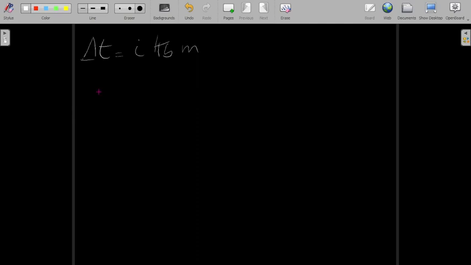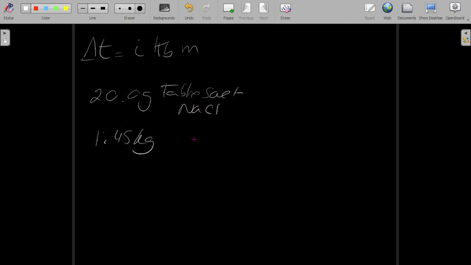20 grams of table salt. That's your solute. Table salt. What else do you have? You have the formula, NaCl. And 1.45 kilograms of water. That's your solvent. Brings the water to a boil. Great. What is the temperature of this boiling solution? And they give you the Kb for water. The constant of boiling for water is 0.512 degrees Celsius per molality.